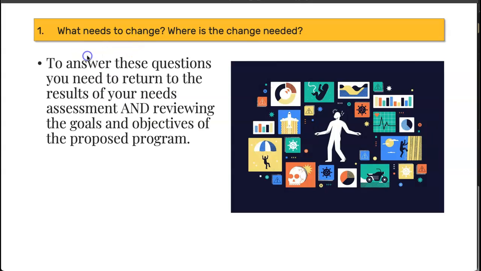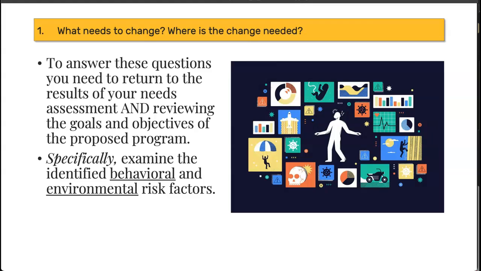So first and foremost, what needs to change? And of course, you're going to return to your needs assessment, right? And you're going to determine, all right, well, what do we determine were the needs? And what do we determine were the risk factors? And go back to the second step in the general planning model and say, okay, what do we determine to be our goals and objectives based on that needs assessment?